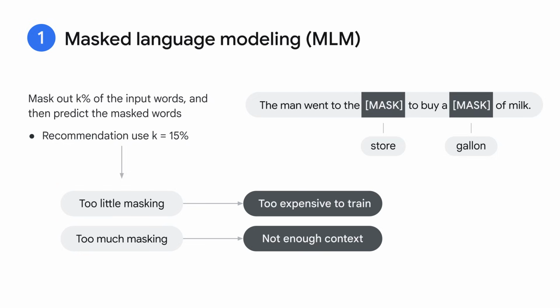The recommended percentage for masking is 15%. The masking percentage achieves a balance between too little and too much masking. Too little masking makes the training process extremely expensive, and too much masking removes the context that the model requires.